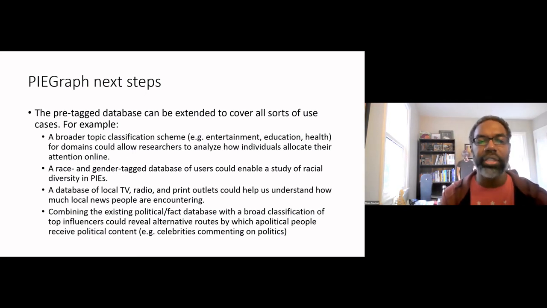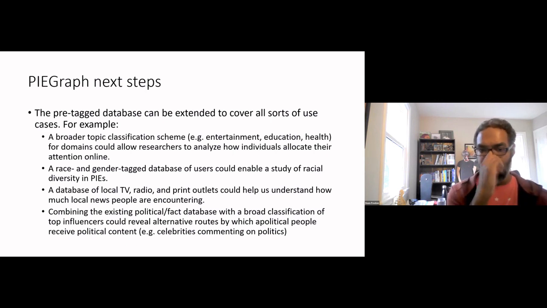Another idea that we've had is creating a database of local TV, radio, and print outlets that can help us understand how much local news people are encountering. So you pair that with the geographic information that we're collecting from our opt-in users, and we can then figure out, okay, what percentage of the news that you're getting is from local outlets versus national outlets or region non-specific outlets.